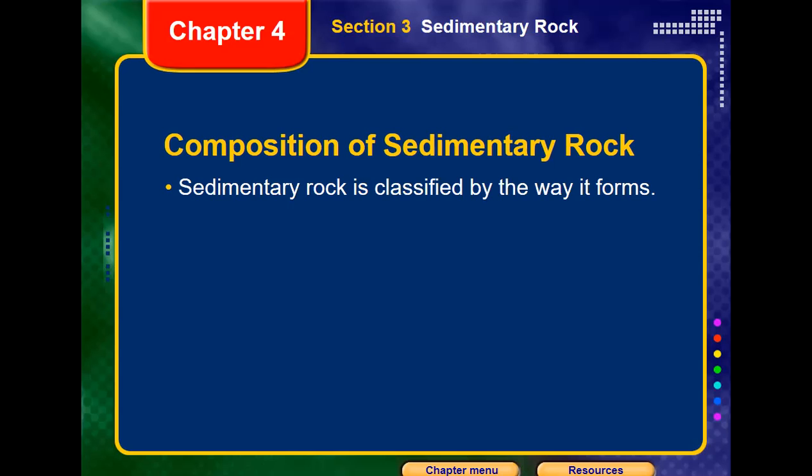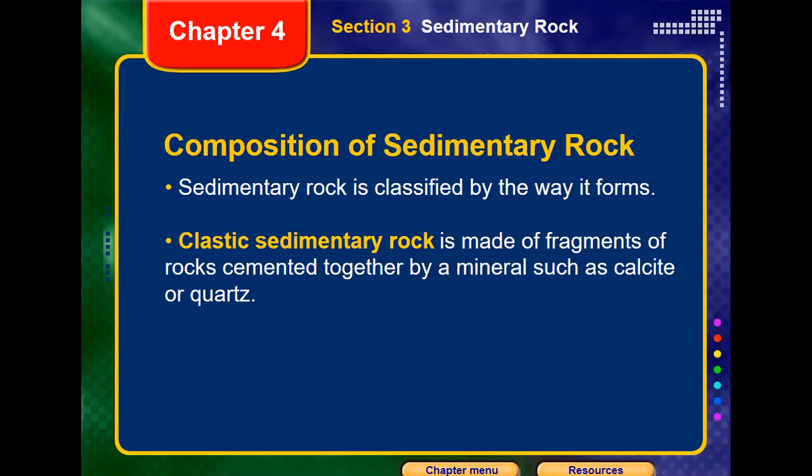Let's find out about the composition. Sedimentary rock is classified by the way it forms. That means, how does it form? We have the first category here, clastic sedimentary rock. So what is clastic sedimentary rock? It is sedimentary rock made of fragments of rock cemented together by a mineral such as calcite or quartz. That means after sediments are deposited, after they dropped.